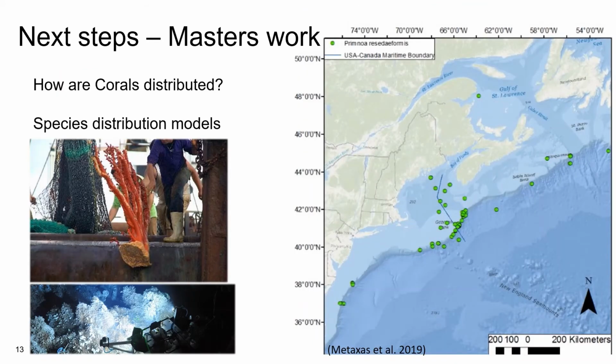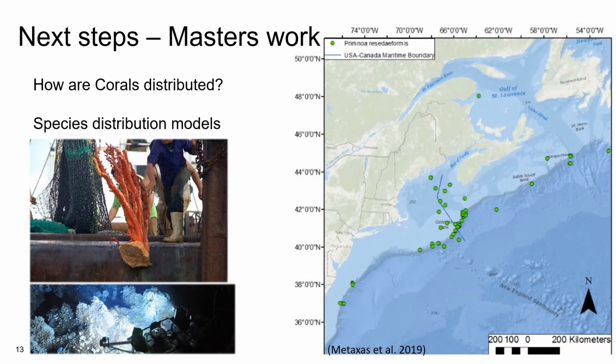Next step, plans for my master's project. This is a map of sea corn coral distribution in Atlantic Canada. It's a combination of records for ROV surveys and trawl catch data. You can see that the records are quite sparse. Research in the deep sea is expensive and logistically challenging, which makes it infeasible to survey large areas.